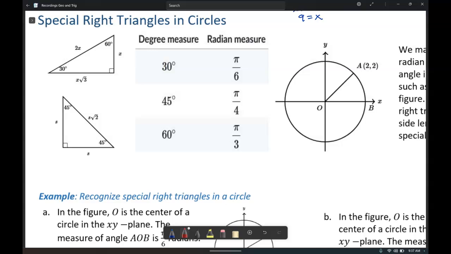Let's go ahead and revisit our special right triangles as well. Here we have a chart that lists some common degree measures to radian conversions. And we're choosing these degree values because they're the ones within our special right triangle. So if you can remember the common radian measure, it's going to save you a lot of time.